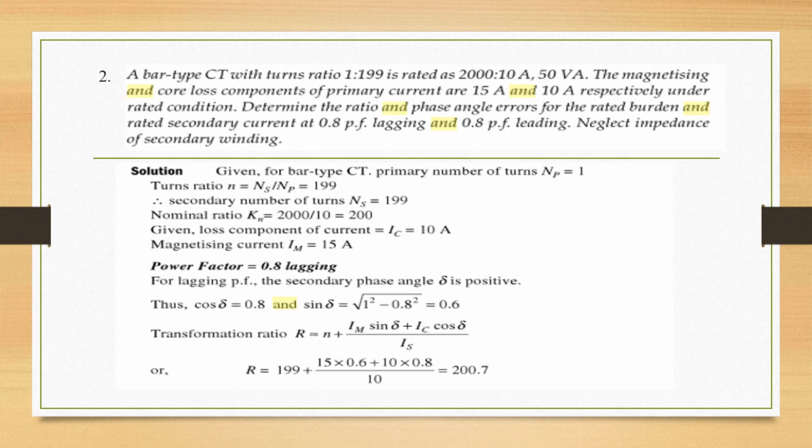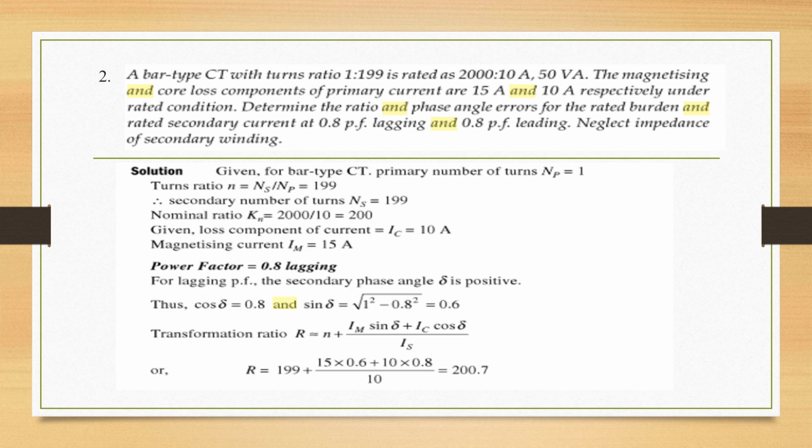Next problem, that is a bar type CT with this turns ratio, and the magnetizing and core components of primary current given, with rated condition determine the ratio and phase angle error for the rated burden. So here this is the effect of power factor. Here we can see what is given, turns ratio, we know NS and NP. This is turns ratio 1:199, so the secondary number of turns is 199.